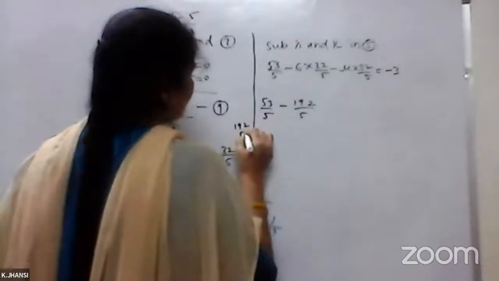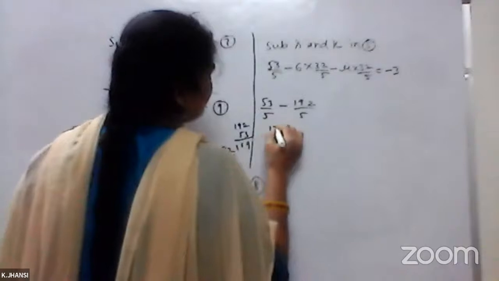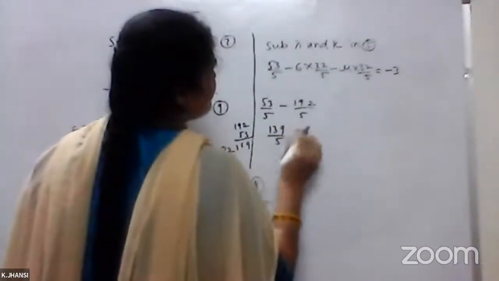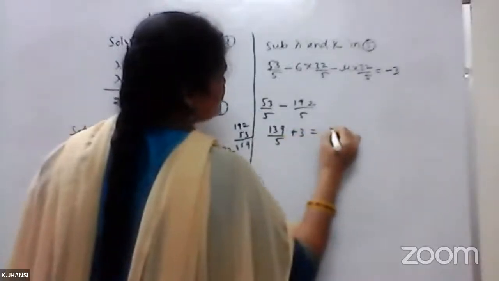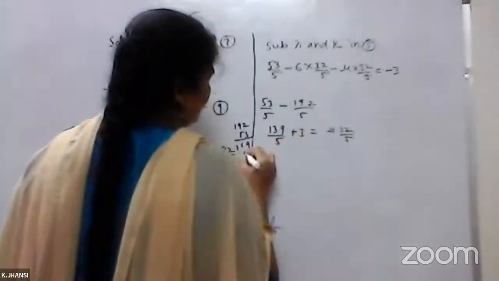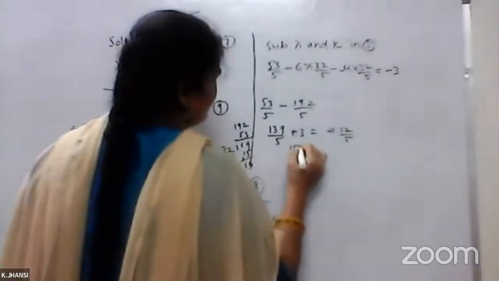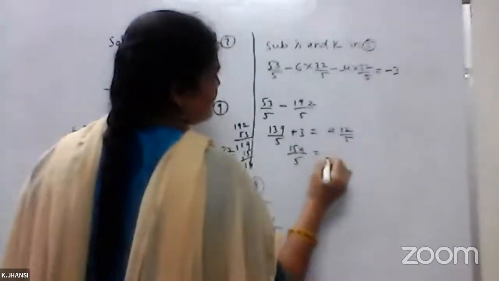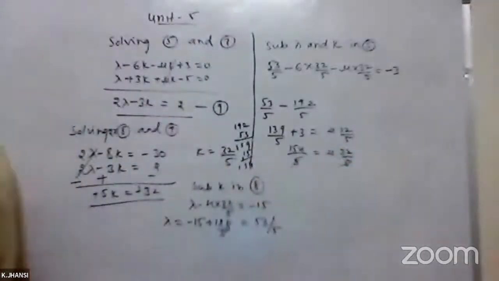So if you simplify this, what you will get? 192 minus 53, so 139. 139 by 5 plus 3 equals to mu 32 by 5. So 5 3 is a 15. 15 means 154. 154 by 5 equals to mu 32 by 5. So mu value is 131 by 8.